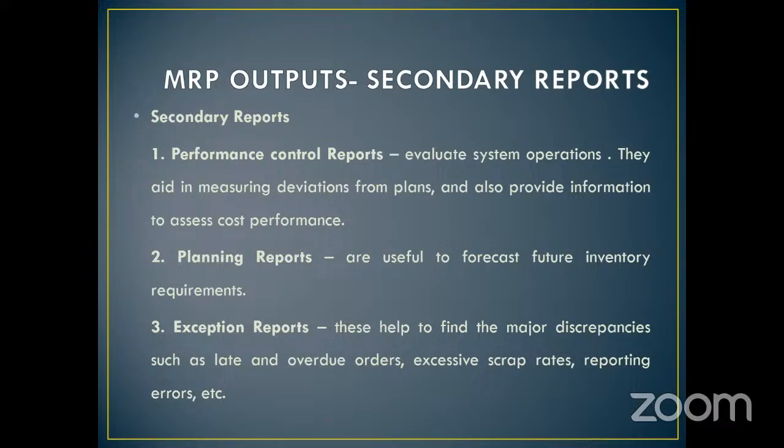This helps to find out major discrepancies, such as overdue orders, excessive scrap rates, or reporting errors, etc. That means the exception report covers what you have to expect from the sales of the output, or from manufacturing that particular product, or from sending those items to the nearby centers and so on. So this helps in finding major discrepancies, because an action may not be there in that particular report. There may be some deviations. That is the exception report.